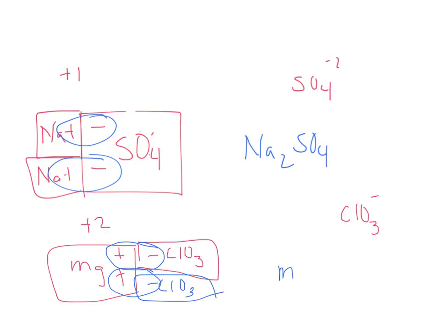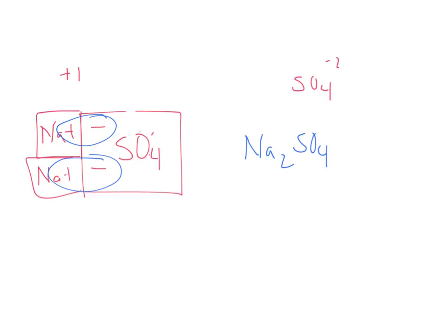So now I have MgClO3, and I can't just put a 2 here because then people aren't sure, do I mean 2 chlorates or do I mean 32 chlorates? So that's why I use the parentheses. I have 2 of these ClO3 groups, and that'd be the proper way to show magnesium chlorate. So here's a couple. I would encourage you to pause and go ahead and try these on your own, and then I will go ahead and go through my solutions as well.